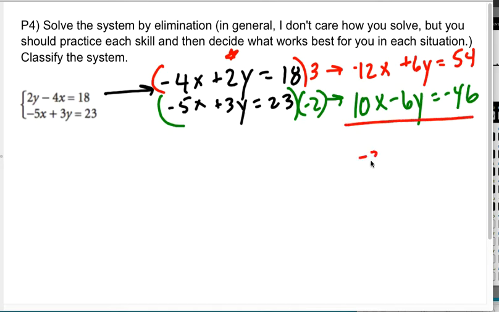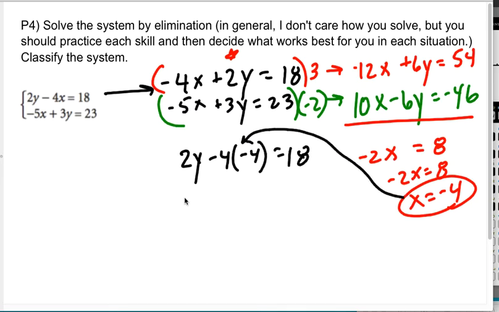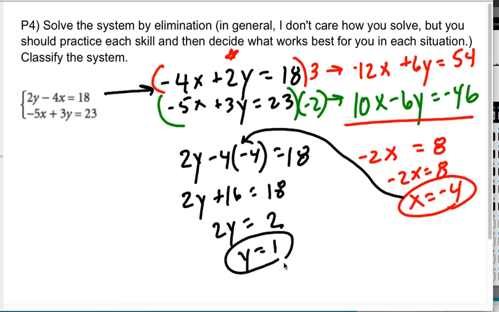When I add straight down, I get negative 2x, the y's cancel, and that's going to be a positive 8. So I get negative 2x equals 8, which is x equals negative 4. When I go to plug into either equation, doesn't matter which, I'm going to pick this one, 2y minus 4x equals 18. Right, I'm going to go ahead and plug in there. So I get 2y plus 16 equals 18. 2y equals 2, y equals 1. Cool.